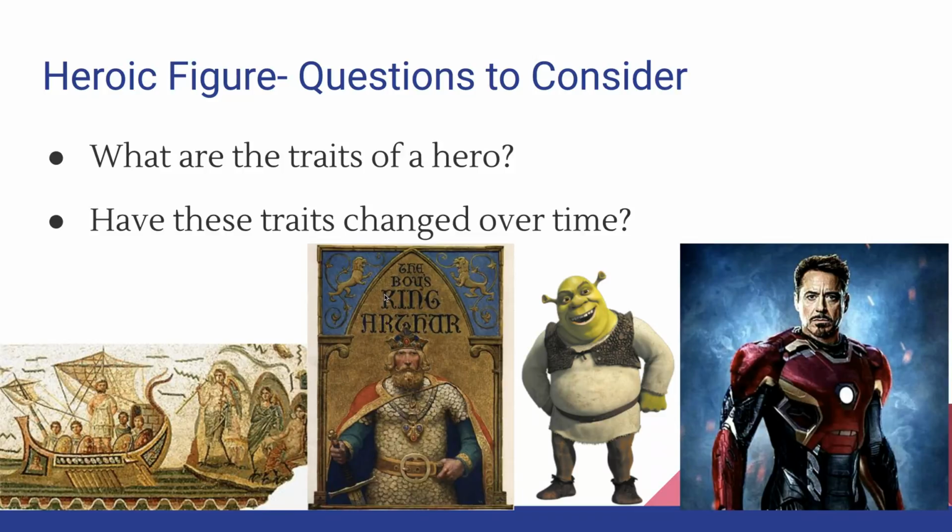Then one that happens thousands of years later, but is also really big in the canon, is King Arthur. He is considered this great heroic figure. What traits does he have? You guys may laugh, but Shrek himself is a heroic figure. How have his traits changed versus King Arthur and Odysseus, and then Tony Stark as well? Are the characters more flawed? What are their morals? Just some things to consider as we go on.